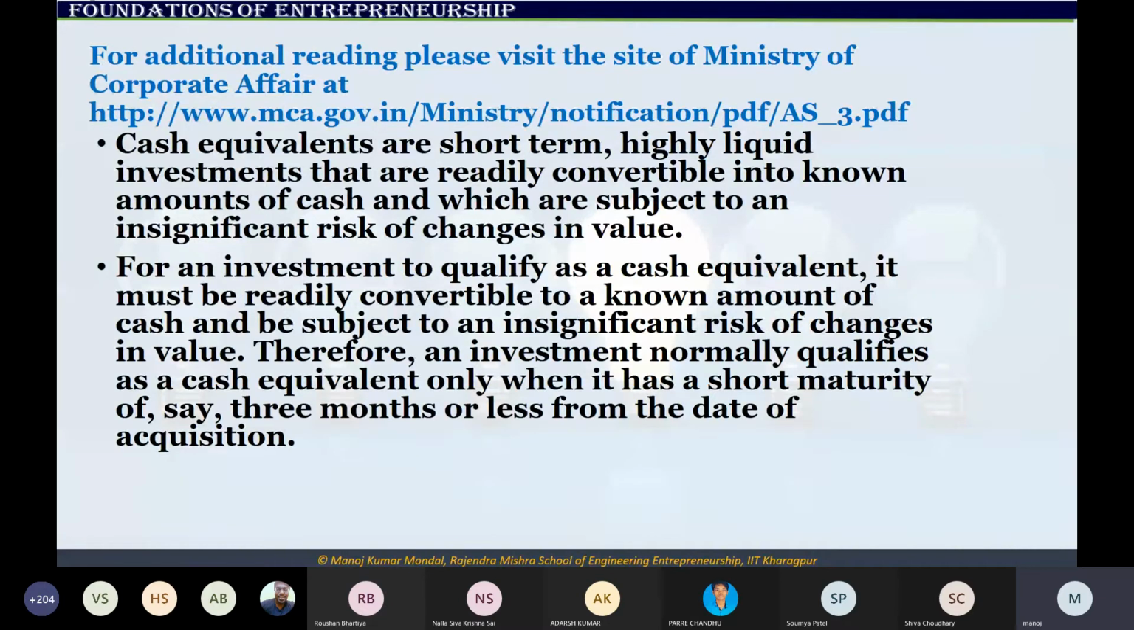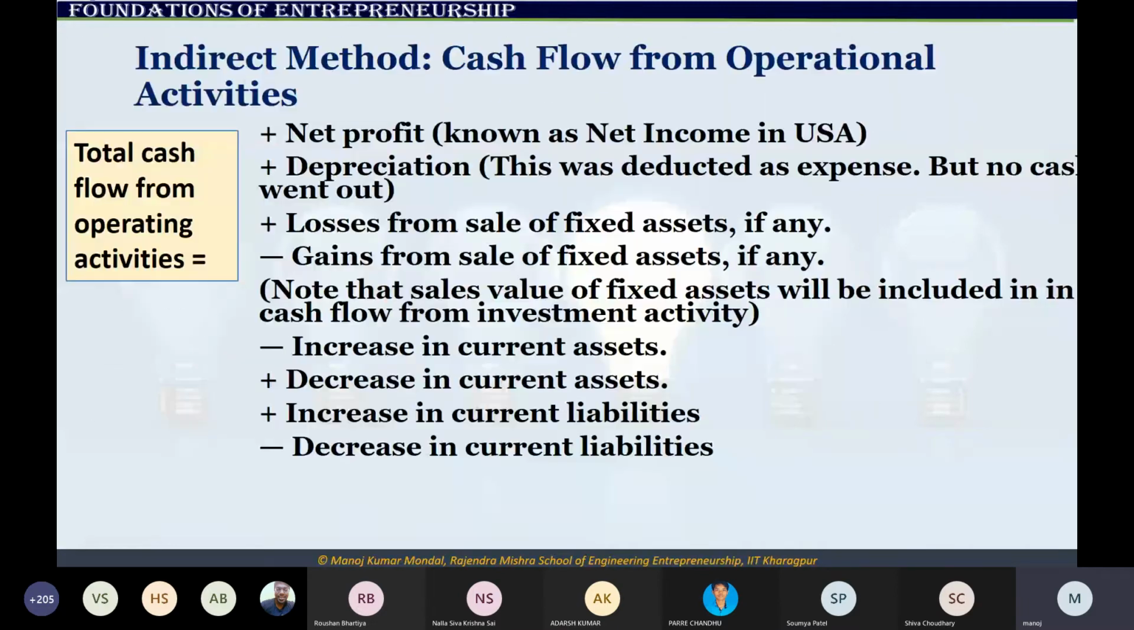For any additional reading, you can visit www.mca.gov.in. It is the Ministry of Corporate Affairs. They provide wonderful material for startups, for businesses, even on accounting. There are tutorials on accounting, so that anybody who is starting a business can start by obtaining knowledge from here. He doesn't have to go elsewhere.